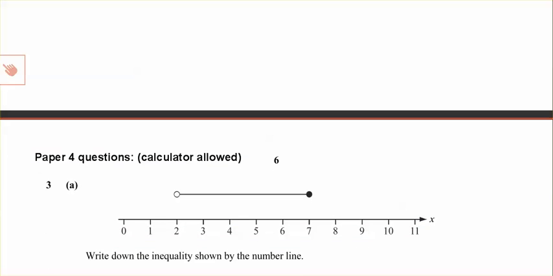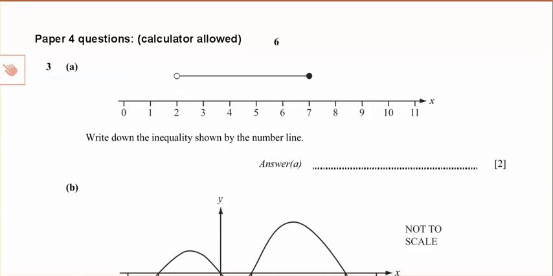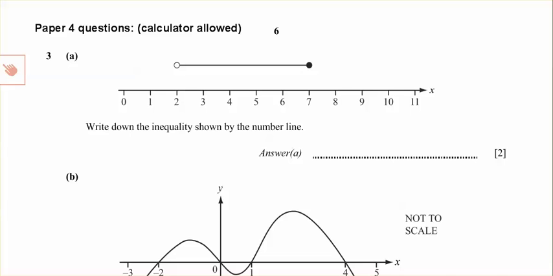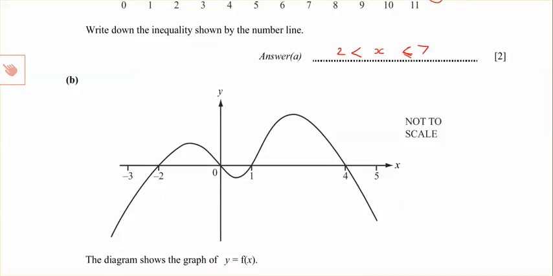Alright, now we're allowed a calculator if we need it. Right, the inequality shown by the number line, most people got this one. X must be greater than 2, less than or equal to 7. So one person put it on the top, I don't know where that comes from, but I didn't mark it. Okay.